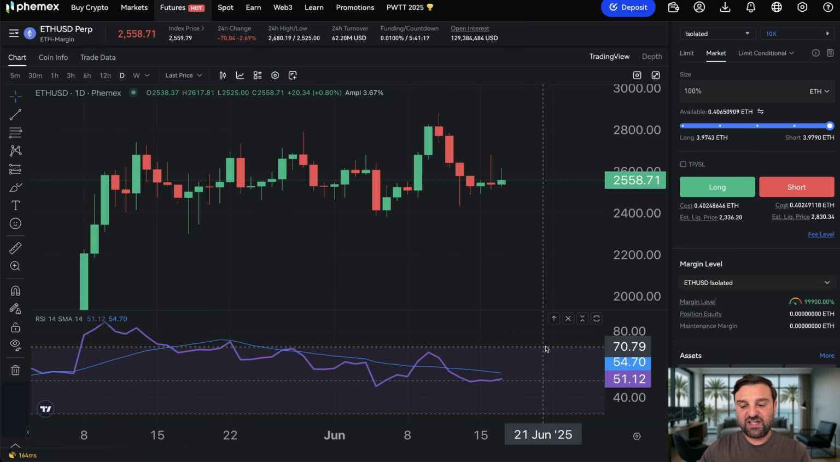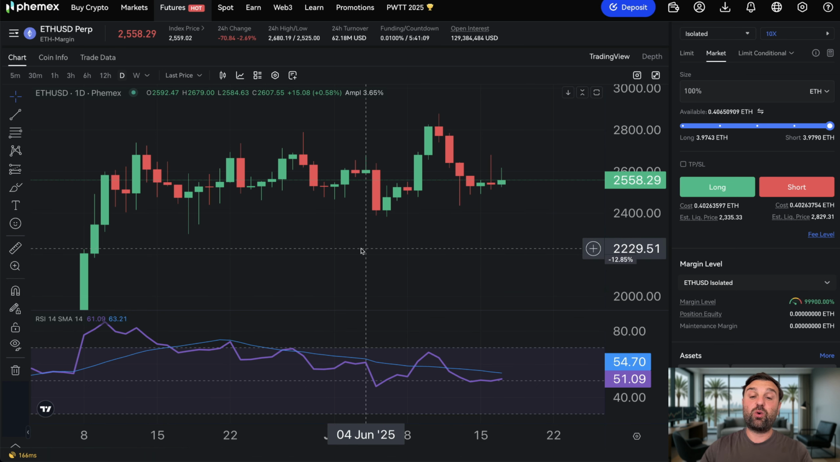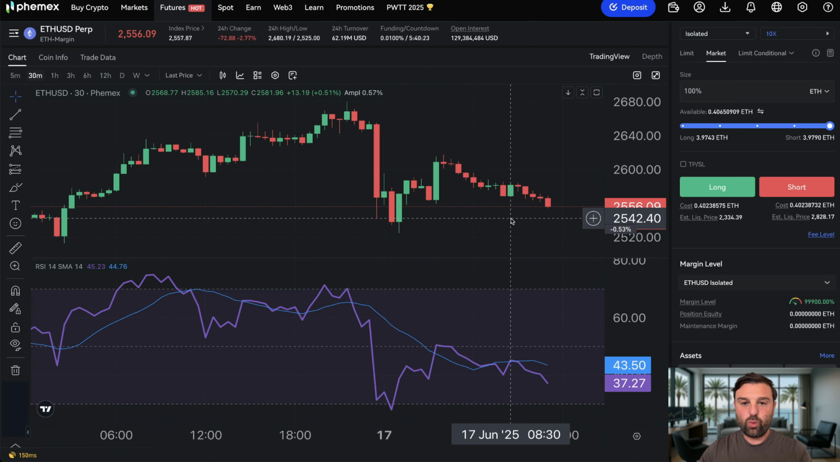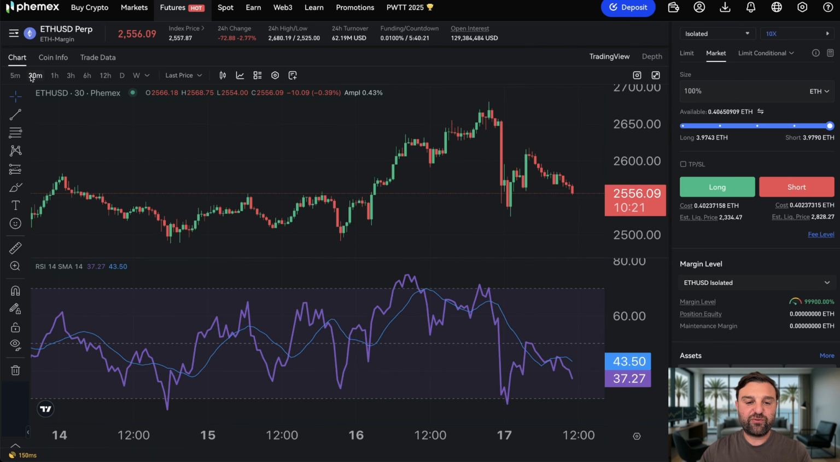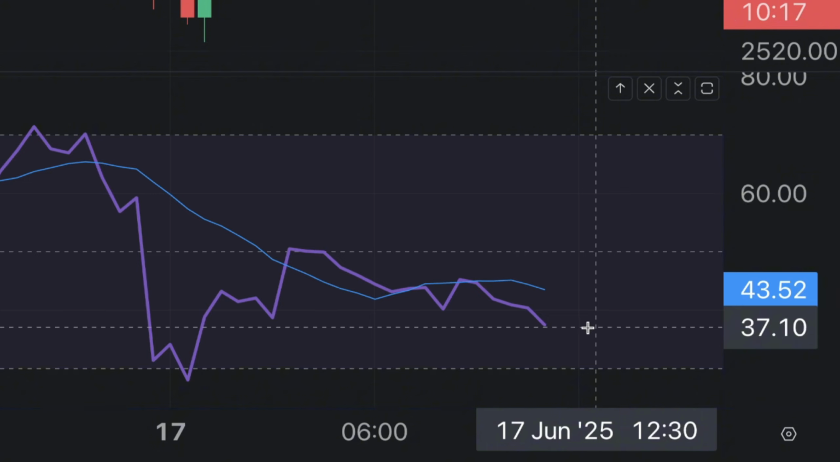And if you ever see it go as low as 30, it's a clear long signal. And if it's ever as high as 70 or above, it's a sell signal. Of course, it depends on the time frame. So again, let's go right down to the low time frames here. We're going to use the 30-minute time frame for this one, and we can see that the RSI is currently at 37, pretty low.